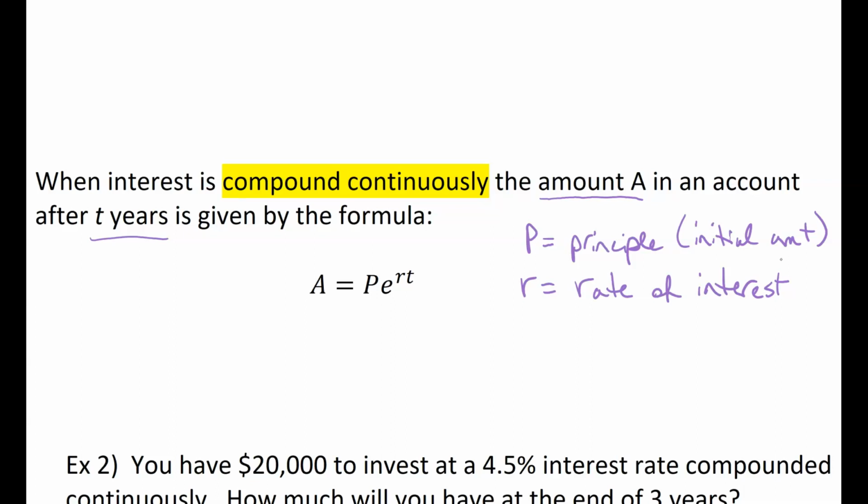Okay. Oh, did I pass out the... Okay. So these are the next two examples. They're printed for you so you don't have to write them all down. So we've got $20,000 to invest at 4.5% interest rate compounded continuously. And the question is, how much money will we have after 3 years?